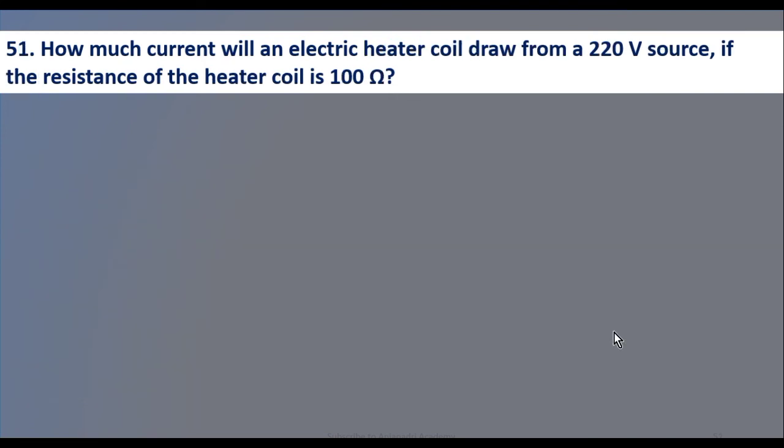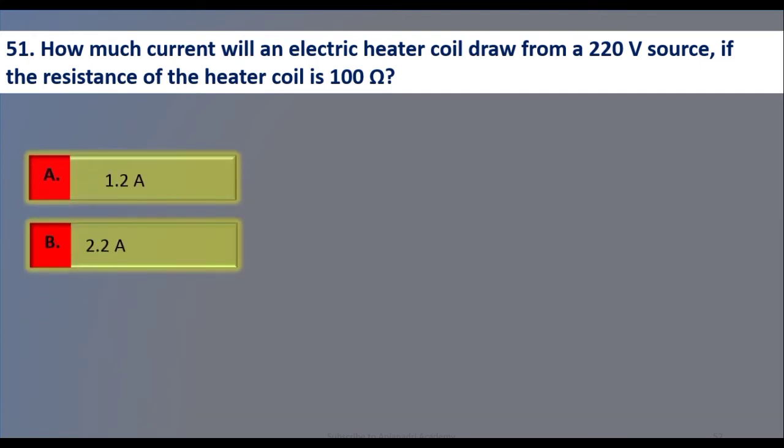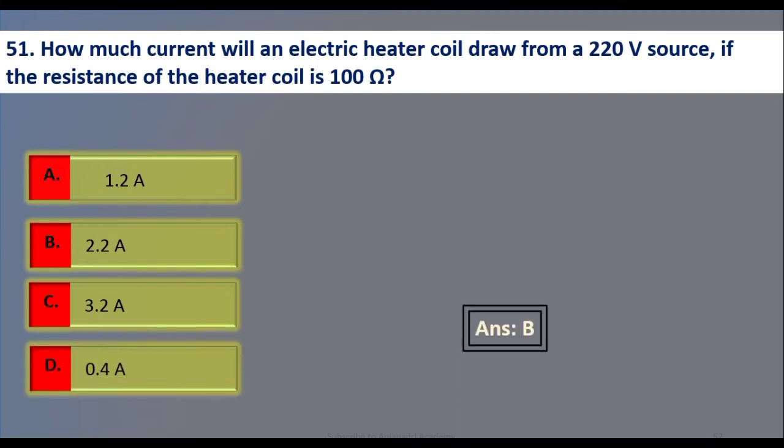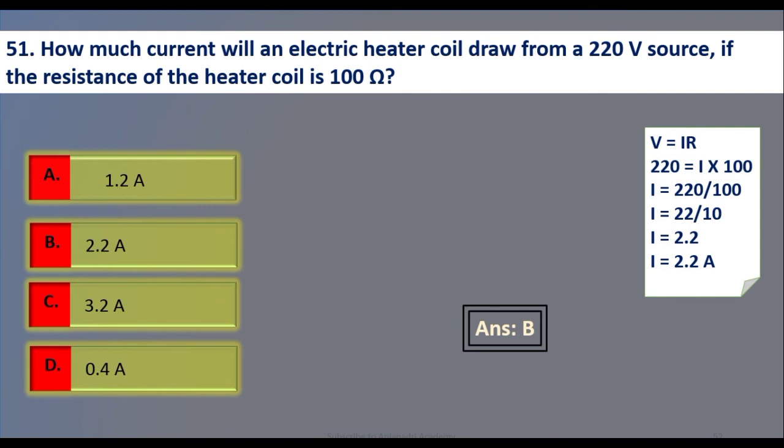How much current will an electric heater coil draw from a 220 volt source if the resistance of the heater is 100 ohm? Just apply Ohm's law again, that is 220 divided by 100, which means 2.2 ampere. Therefore option B is the right answer.